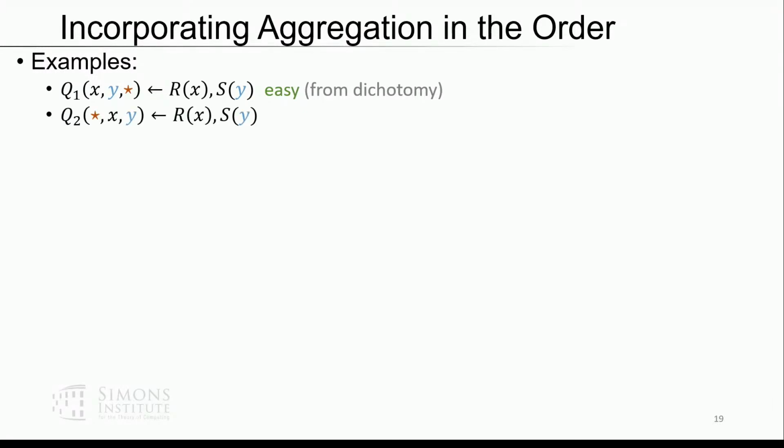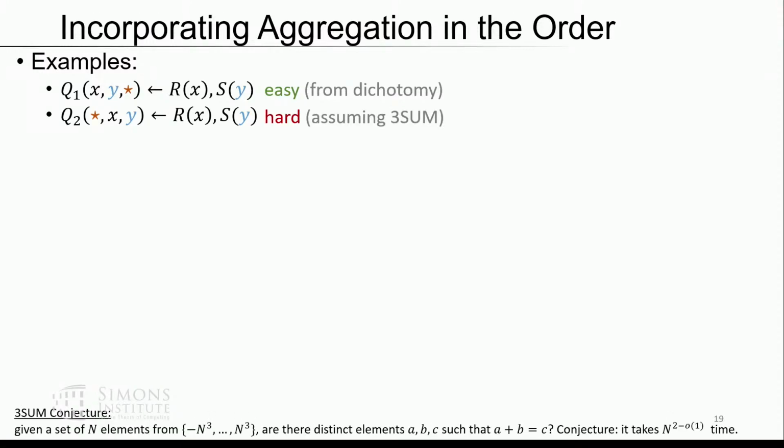Now, what happens if we want the annotation to be first in the order? Well, it turns out that this query is hard. We have a proof that this query is hard, assuming the well-known conjecture, 3SUM, which is really bad news because this is quite a simple query, right? We would want to support that efficiently.